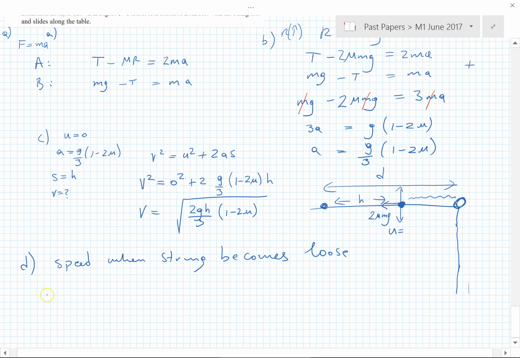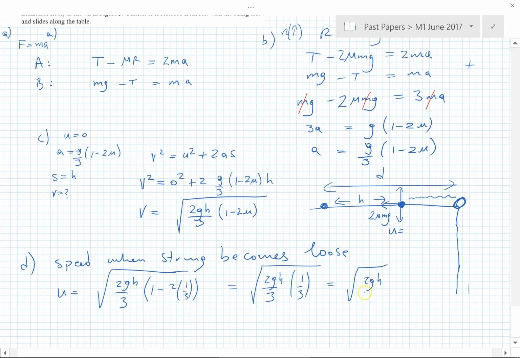So we can say that u is equal to the square root of, but we know that mu is equal to a third, so that's 2gh over 3, times 1 minus 2 times a third. So that equals the square root of 2gh over 3 times 1/3, or the square root of 2gh over 9. So that's that velocity there.